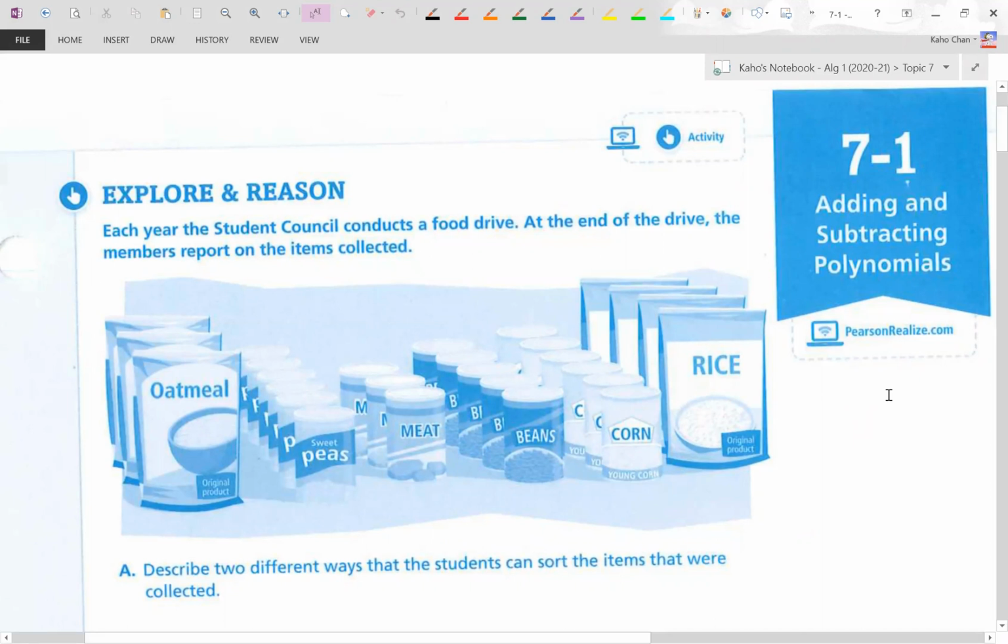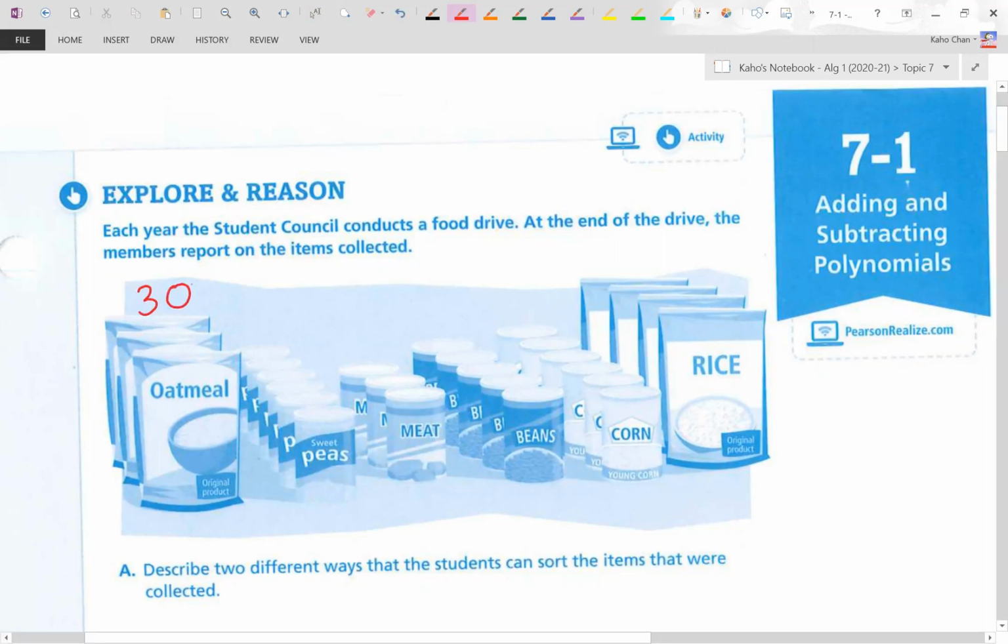Each year, the Student Council conducts a food drive. At the end of the drive, the members report on the items collected. As you can see from the picture here, we have oatmeal, peas, meat, beans, corn, and rice. Maybe we should just assign some variables here, like we normally would if it was a regular algebra problem. We have oatmeal. I count 1, 2, 3 bags of oatmeal.